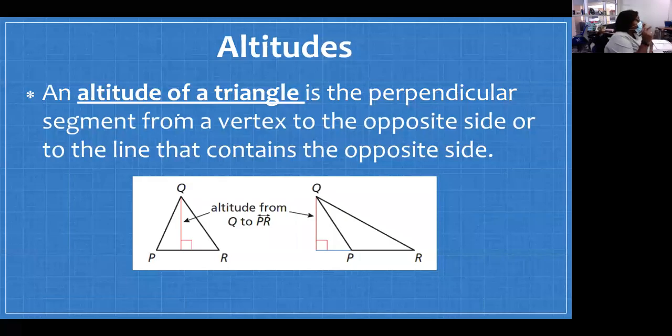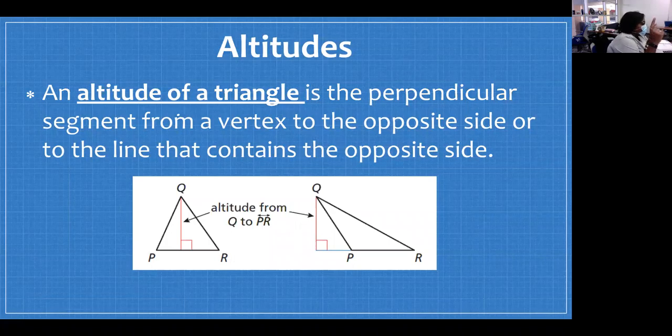All right. So an altitude of a triangle is the perpendicular segment from a vertex to the opposite side or to the line that contains the opposite side. So look at the triangle on the left. The triangle on the left has an altitude that goes from Q and is perpendicular to PR, right? So that's what it means when it says perpendicular to the segment.